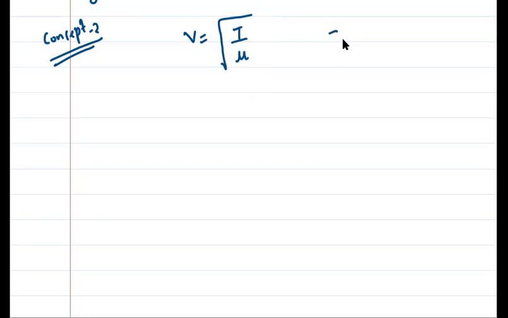Where T is tension and mu is mass density or linear mass density, so mass per unit length. Agree? सबको याद होना चाहिए.